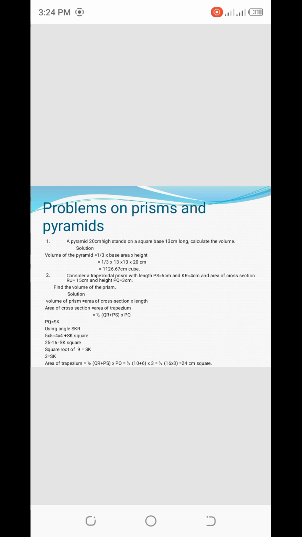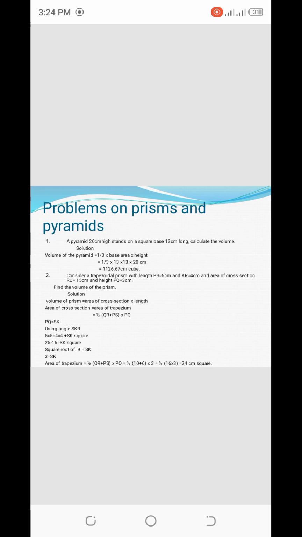So we have 1/3 multiplied by 13 times 13 times the height, which is 20 centimeters. And if we do our calculation very well, our answer will be 1126.67 cm cube.